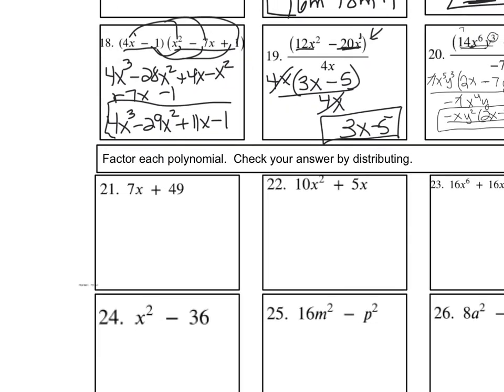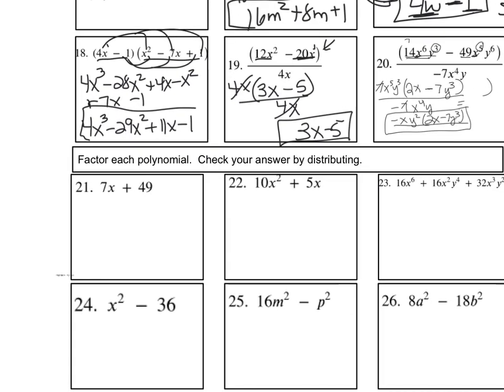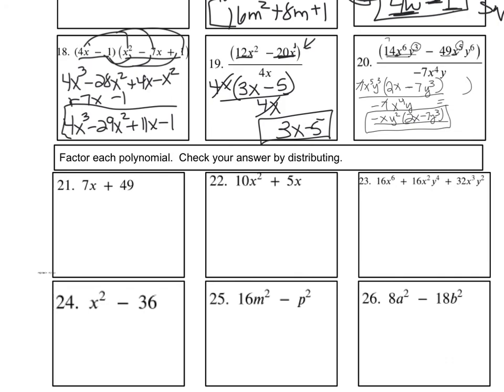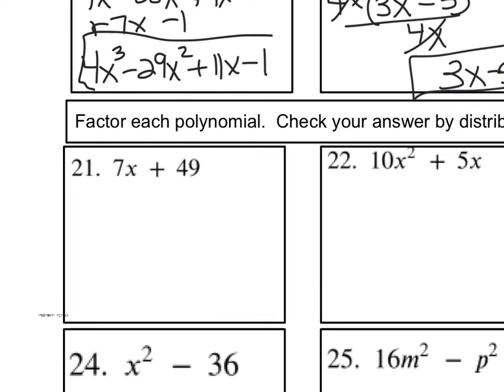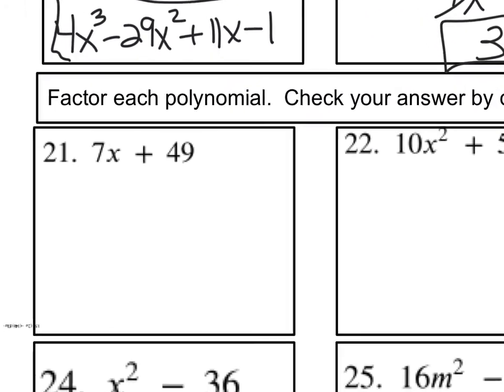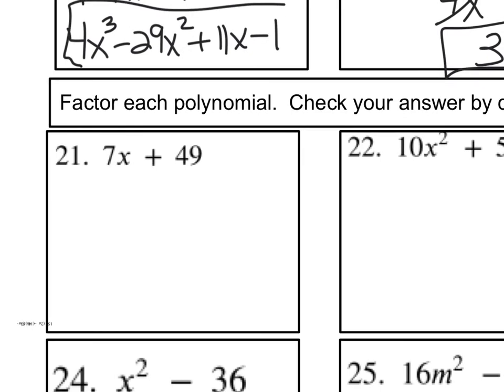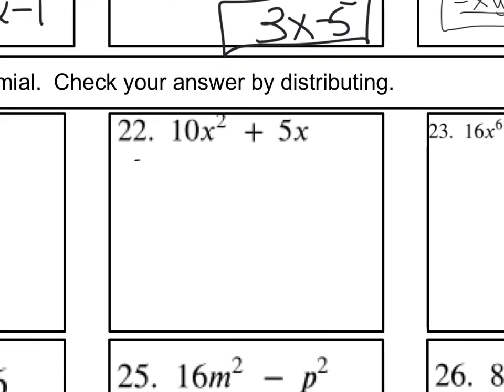Alright. It says factor each polynomial. Check your answer by distributing. Alright, so we're looking at greatest common factor first, and then if it's still a quadratic, we'll factor it into 2 binomials. So 7's a common factor, so it'd be x plus 7. So that's your answer. And this 5x is your common factor. So this would be 2x plus 5x will go into 5x 1 time.